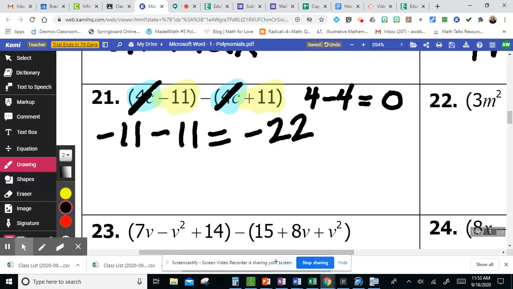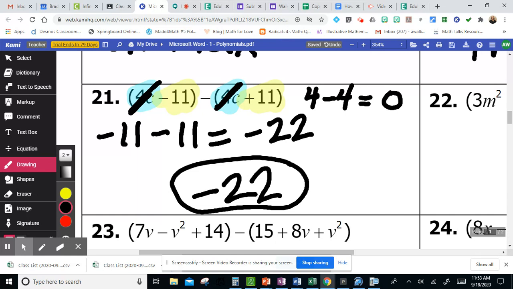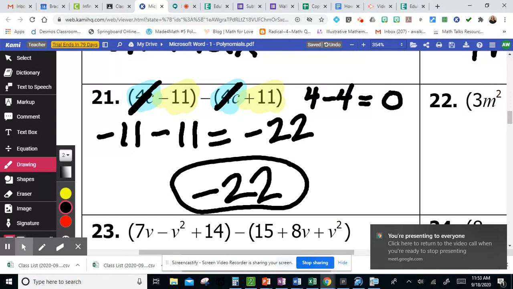Okay, our answer is just negative 22. You borrowed $11 from me and you're like, shoot, I still don't have enough money. So you borrow 11 more and your answer is just negative 22. That's just the answer. There's no variables in that answer. Yep.